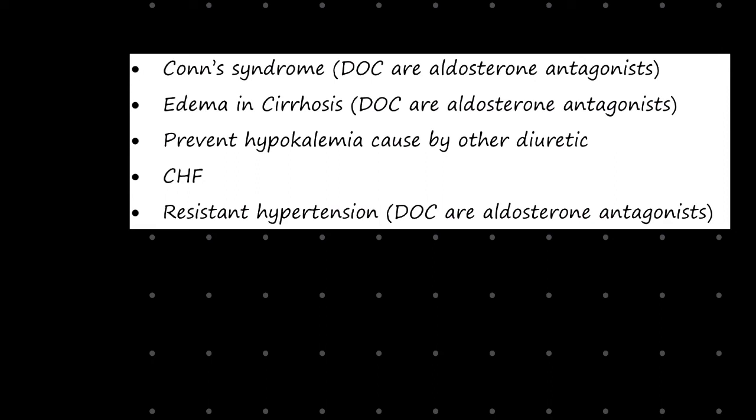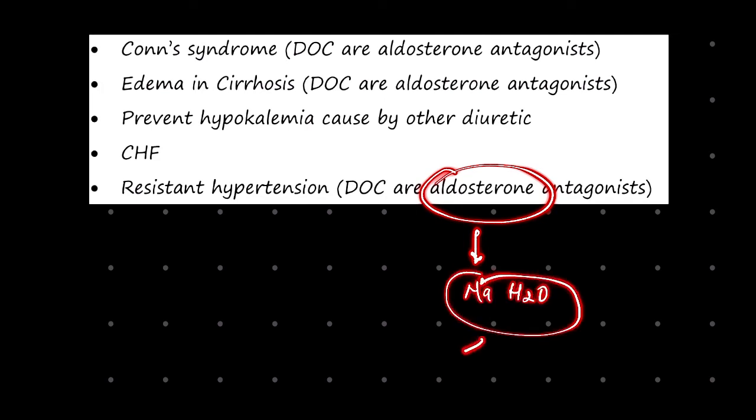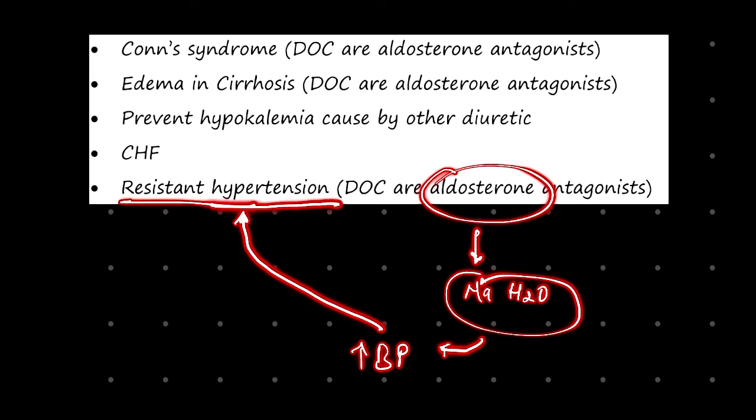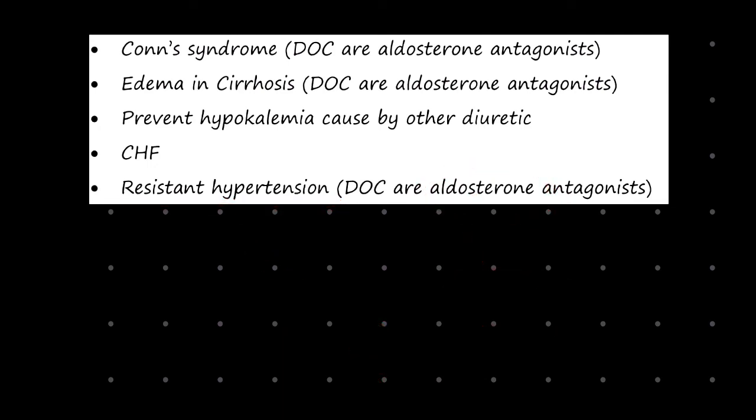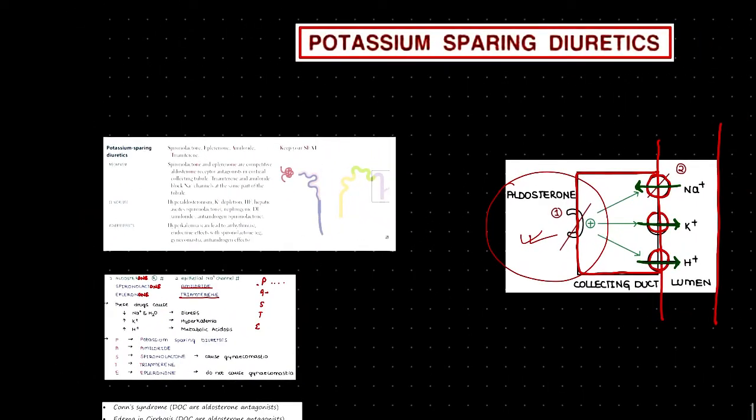Similarly, it is also used in resistant hypertension, and here the drug of choice is an aldosterone antagonist, because aldosterone causes retention of sodium and water. Since it causes retention of sodium and water, there will be an increase in blood pressure, that is hypertension, resistant hypertension. To prevent this, we can block the action of aldosterone through an aldosterone antagonist. So this was about our potassium sparing diuretics.